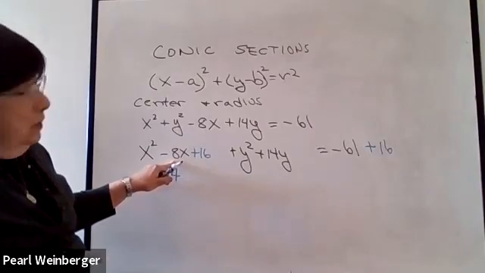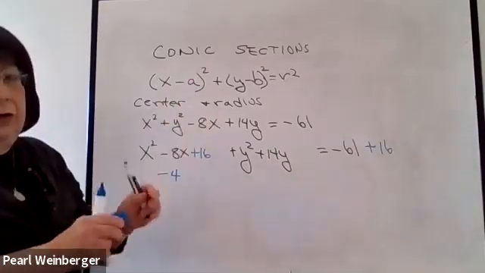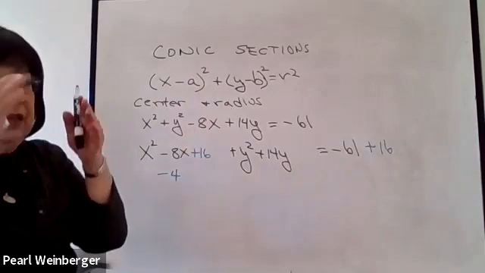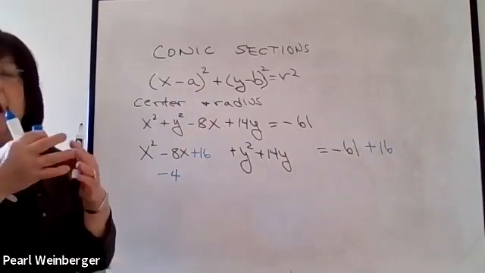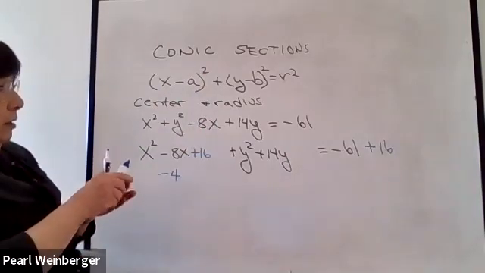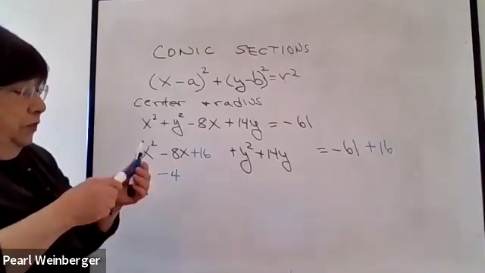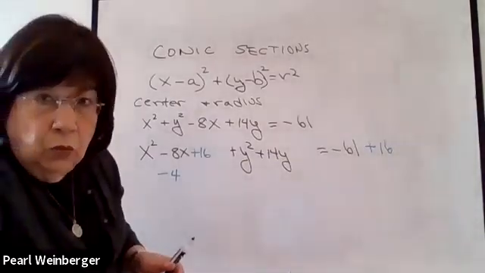4 times 4, and I square it. Half of this number squared. Put it in your notes. Completing the square means take half of the, let's call it the b, and multiply it by itself. Okay, let's see what happens with the y. We have to do the same exact thing with the y's.